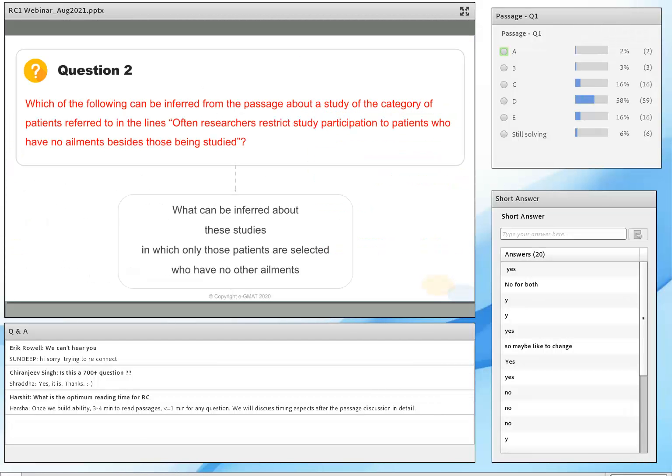Let's move on to our question number 2. It was an inference question. This is what you see as the summary of the question. This is also a very important part of your learning in solving for the correct answer choice. Look at in how many words the original question has been presented. If we really break it down, this is all the question is asking: what can we infer about the studies in which only those patients are selected who have no other ailments? What can we infer about that kind of study?